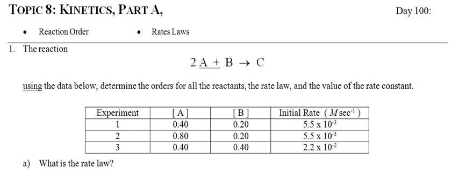This is Mr. Craig, and I want to discuss the answers to the homework from day 100, Kinetics Part A. Very similar to the examples that were in the earlier videos. Here you're given a set of conditions, experiments 1, 2, and 3, and you're given the concentrations for A and B, and then you're given the initial rates for each of the trials. Part A says, what is the rate law?